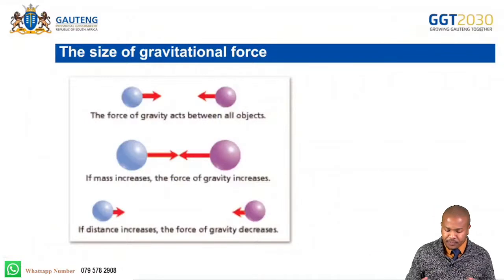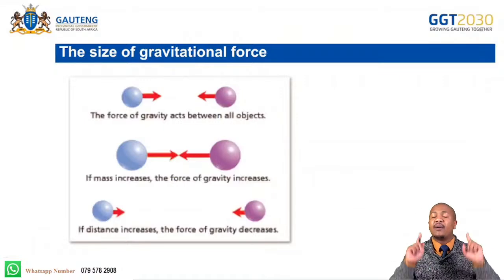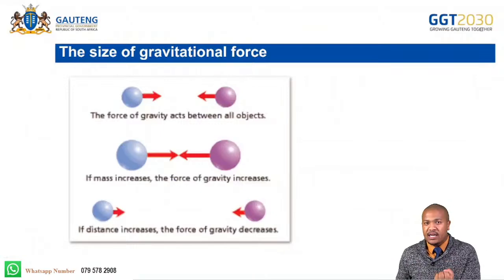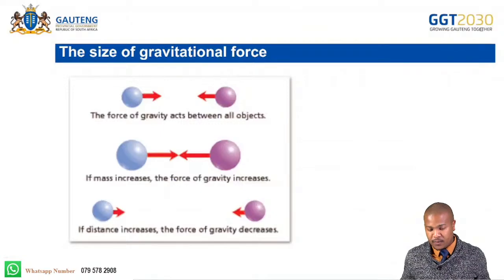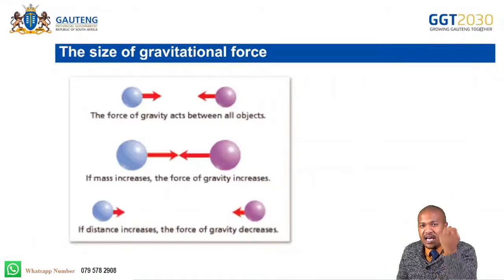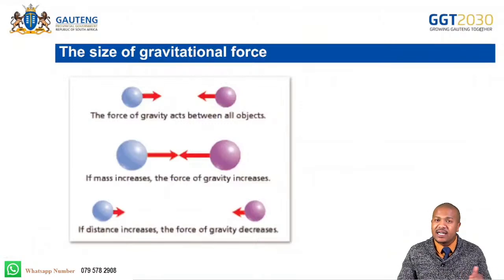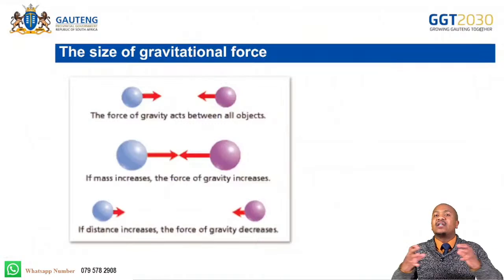Remember that the force of gravity acts on all objects, including you and I. You try to jump up, you come back down because of the pulling force that the earth is exerting on you as an object. Now, I said that this gravitational force is governed by mass and distance. If the mass of an object increases, the force of gravity also increases, meaning the pulling force becomes greater as well. The pulling force acts more on bigger objects. If the mass increases, the gravitational force also increases.